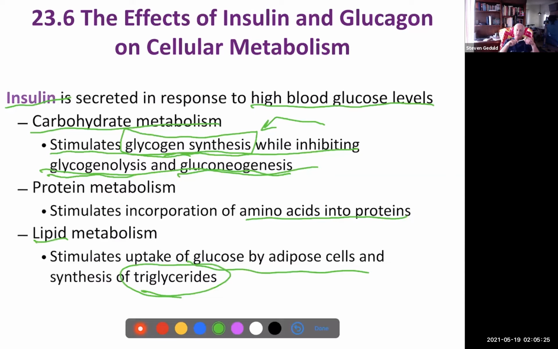So with carbohydrates, when you eat too many carbohydrates, you form glycogen. When protein is metabolized, it starts forming amino acids and linking them together to form your proteins. It incorporates amino acids into the proteins. Lipid metabolism stimulates glucose uptake by the adipose cells. And when you have extra fat, you form triglycerides from your diet.